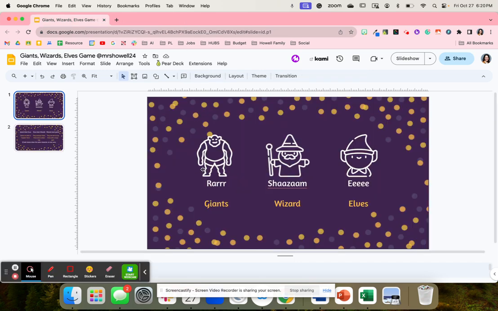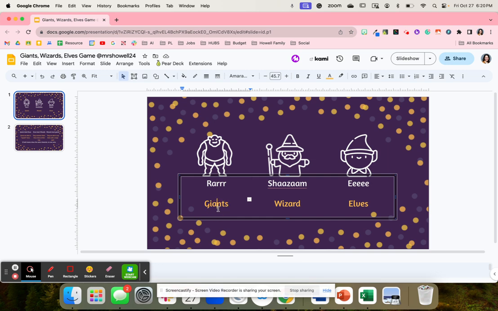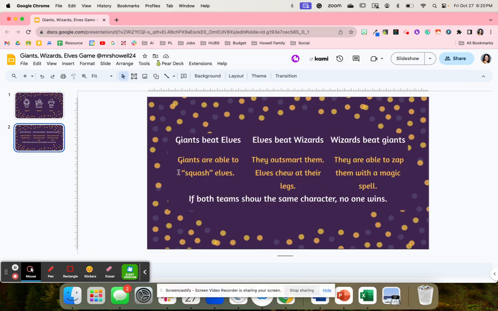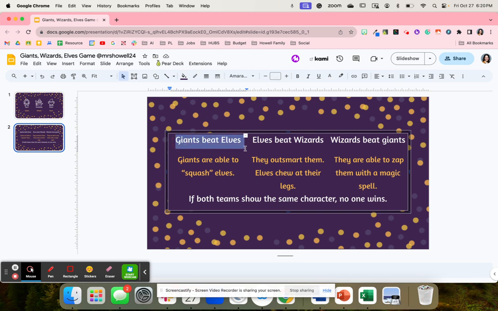This is another game that students can play. So giants, wizards, and elves, and these are the sounds that they make. Giants make a roar sound, and they put their hands up. The wizard does spirit fingers with their fingers, and they go shabam or whatever it is. And then the elves, they make little ears and they go E. What happens is it's like rock, paper, scissors, but students play as a group. As a group, they whisper and they have to decide if they're going to be giants, elves, or wizards. And here is who wins.